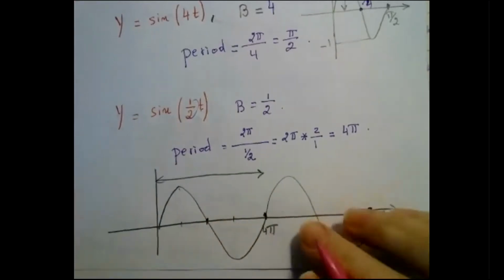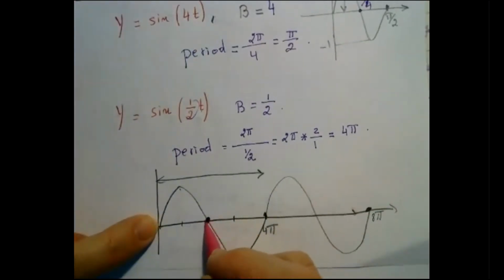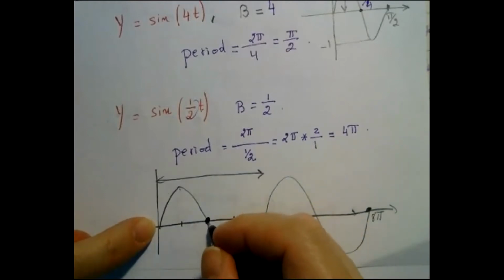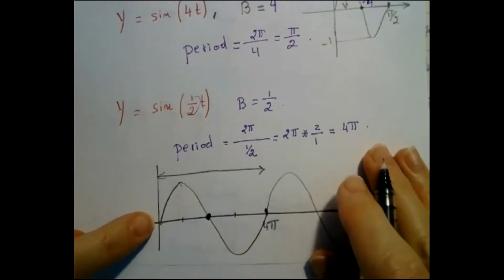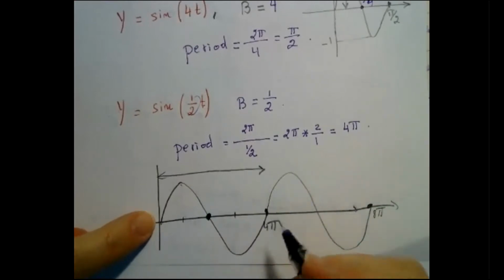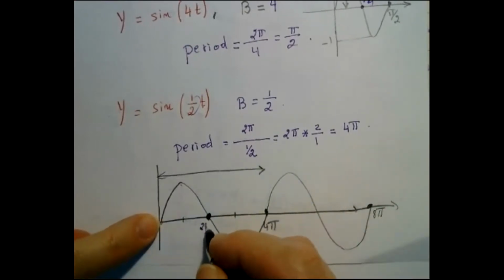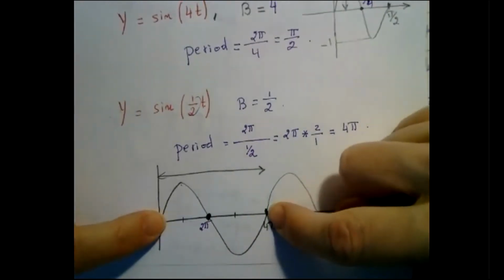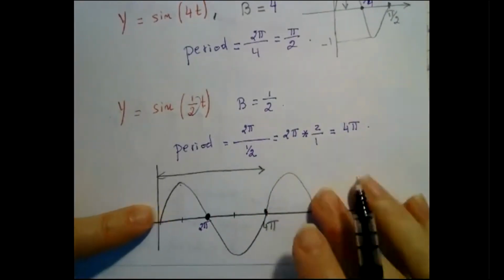And the value here is how much? Clarissa, can you tell me, since you're with me? Exactly, it's halfway. If this is 4 pi, that's going to be 2 pi. So the period is not 2 pi anymore. The period is 4 pi. That's where we affect the period.